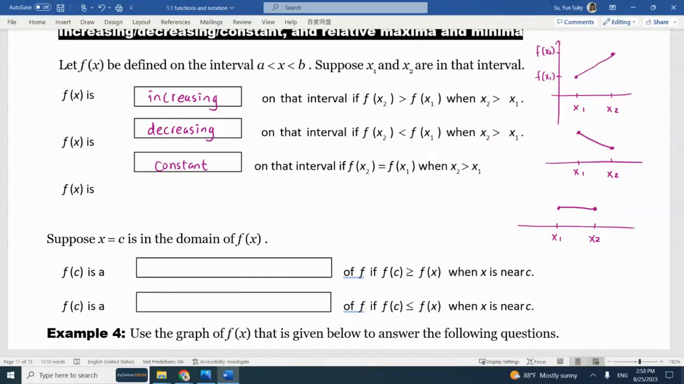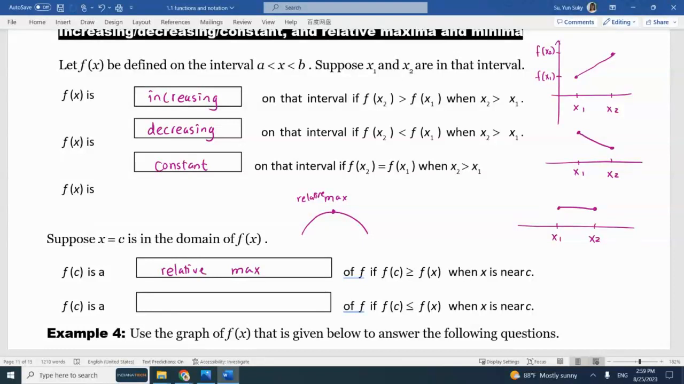And f of c is a relative maximum if f of c is greater than or equal to f of x, where x is near c. So the picture is this. This is the relative max. It makes sense because this point is greater than all the other values near it. So it's really the highest point. So this is a relative maximum.